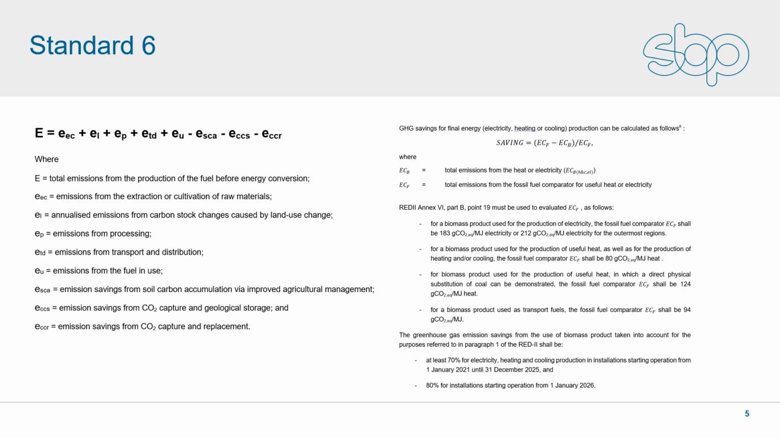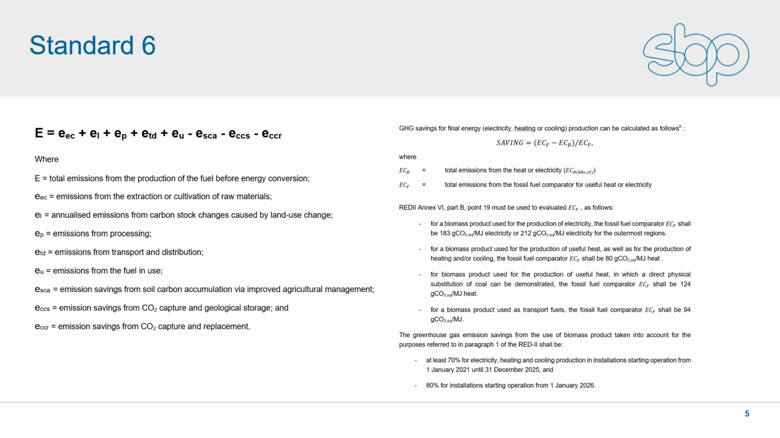The only thing that I would like to show you at this moment is the greenhouse gas emissions calculation formula. We can see here that the total emissions include emissions from the fuel production, processing, transportation, and use. There are also such elements like emission savings from soil carbon accumulation via improved agricultural management or emission savings from CO2 capture and geological storage.